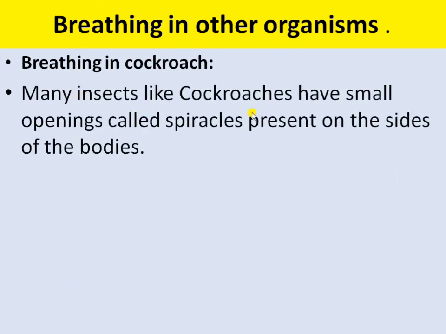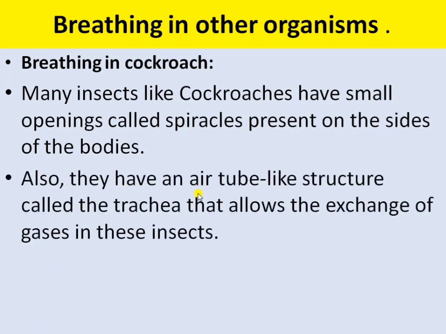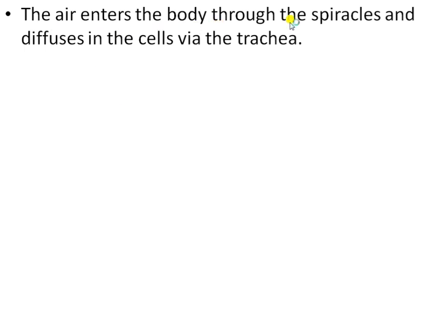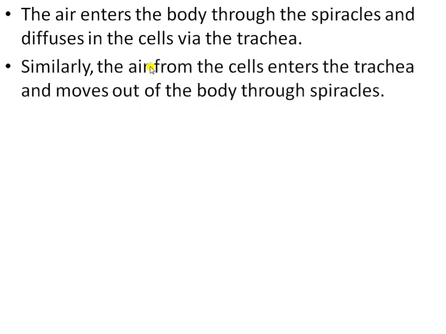Many insects like cockroaches have small openings called spiracles present on the sides of their bodies. They also have air tube-like structures called trachea that allow the exchange of gases in these insects. The air enters the body through the spiracles and diffuses into the cells via the trachea. Similarly, the air from the cells enters the trachea and moves out of the body through the spiracles.